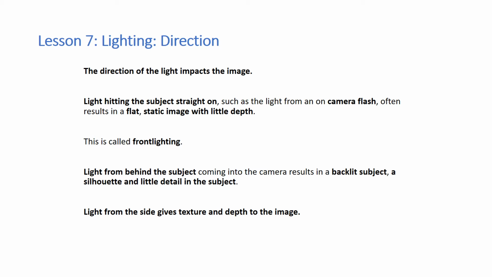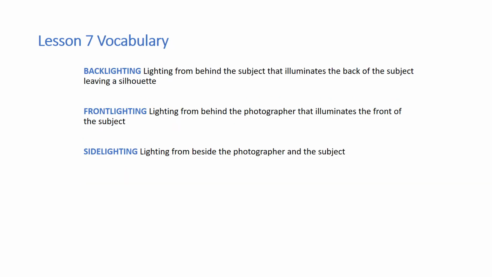So I'll read through these. The direction of the light impacts the image. Light hitting the subject straight on, such as the light from an on-camera flash, often results in a flat, static image with little depth. This is called front lighting. Light from behind the subject coming into the camera results in a backlit subject, a silhouette, and little detail in the subject. Light from the side gives texture and depth to an image.